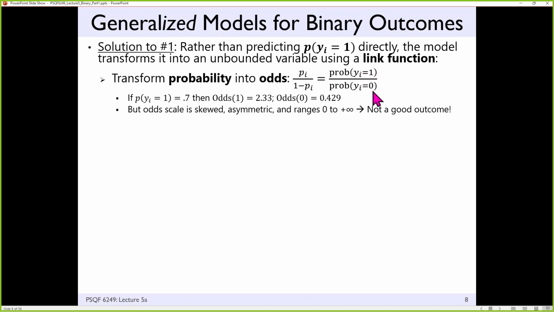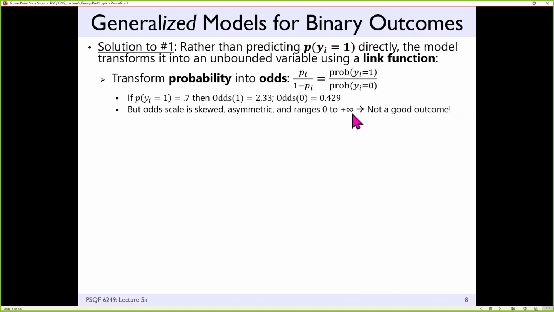So odds is a scale that starts at 0 and ranges from 0 to positive infinity, and it's weirdly asymmetric. So if I have a probability of a 1 of 0.7, then the odds of that happening is 2.33. If I want to describe the probability of a 0 instead, those odds are 0.4. So it's very difficult to think about one as naturally leading to the other because it doesn't work. And in terms of having this be a new outcome to predict, it's better than probability because it's not bounded on the positive side, but it's still bounded at 0. So it's not really continuous.